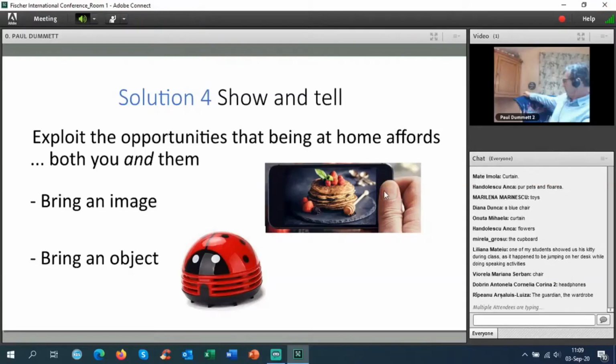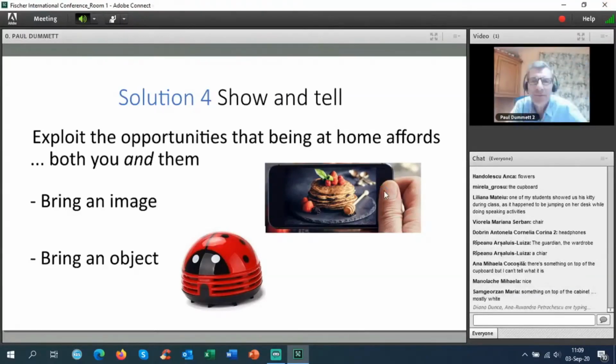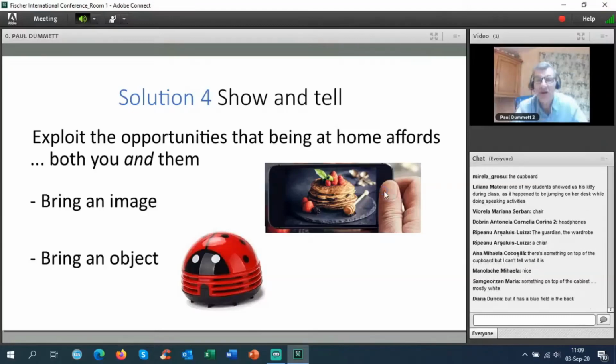Fantastic. Okay, great. So that idea of show and tell, bring an image, bring an object to class, it's very generative. And it's very easy to do because it's here at home. Maybe you could just ask one student to do it each time. Good, good. I'm just waiting for the next slide to come up.